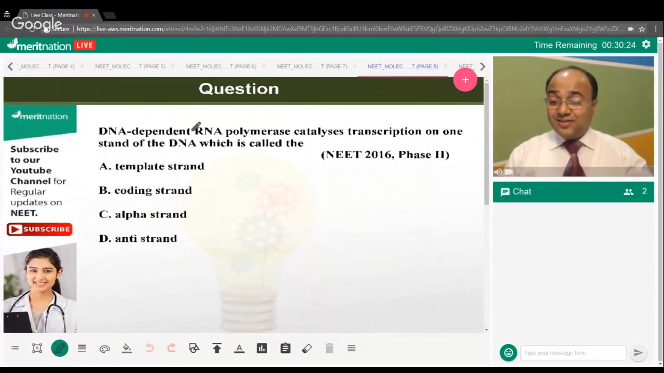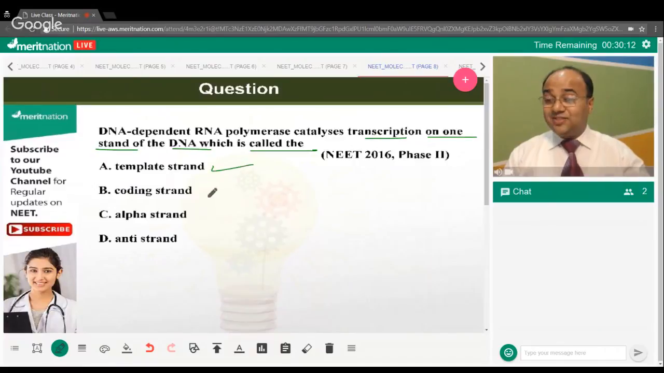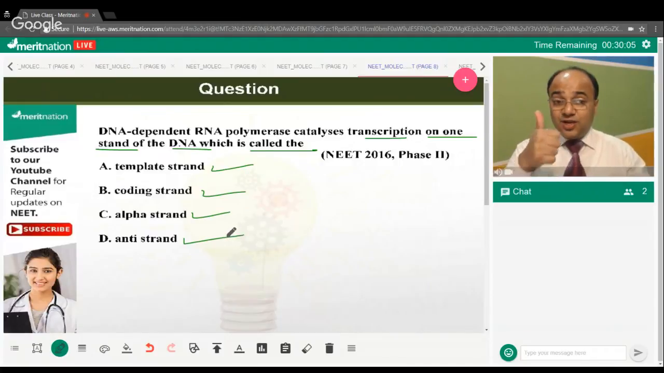DNA dependent RNA polymerase catalyzes transcription on one strand of the DNA, which is termed as the template strand, not the coding strand, the alpha strand, or the anti strand. Yes, you all know the answer. It is option A. Yes, Payal, you are right. Right, Dipali, that's the answer. So the template strand is read by the DNA dependent RNA polymerase.